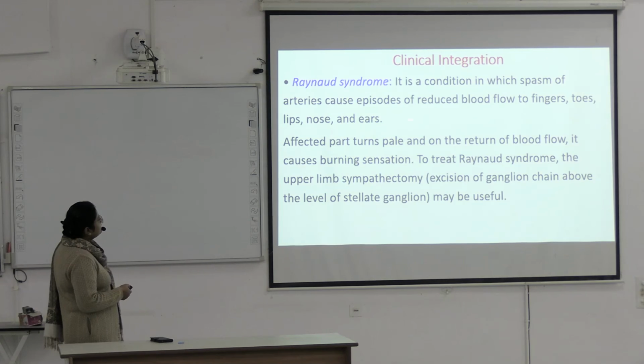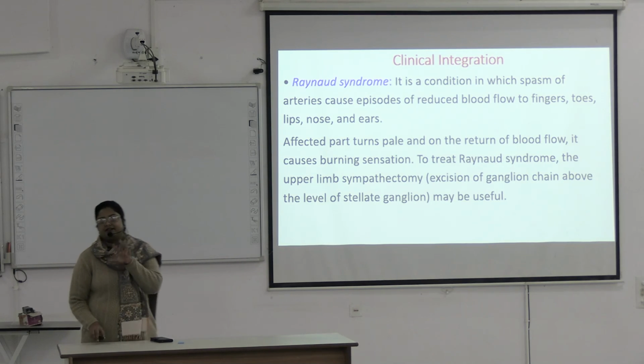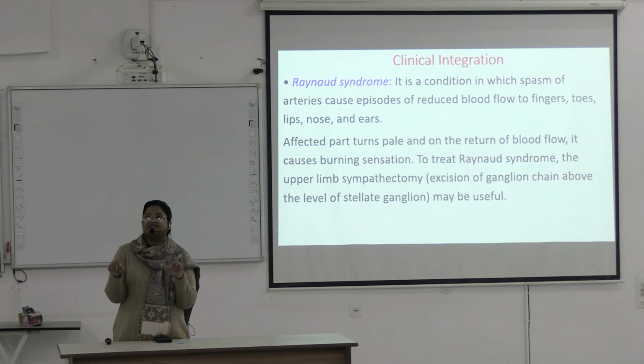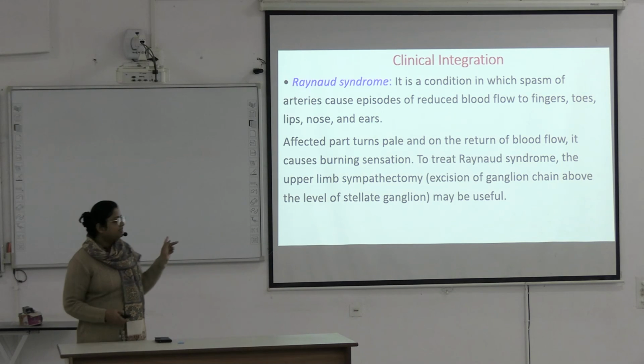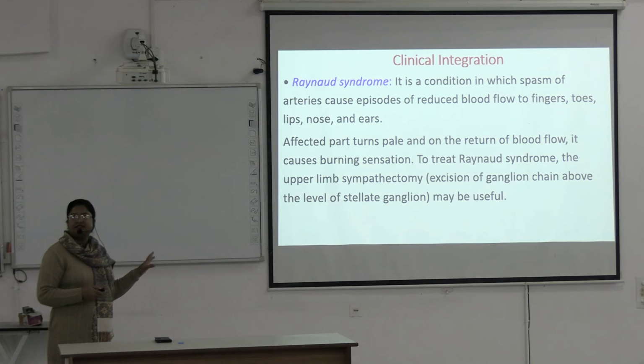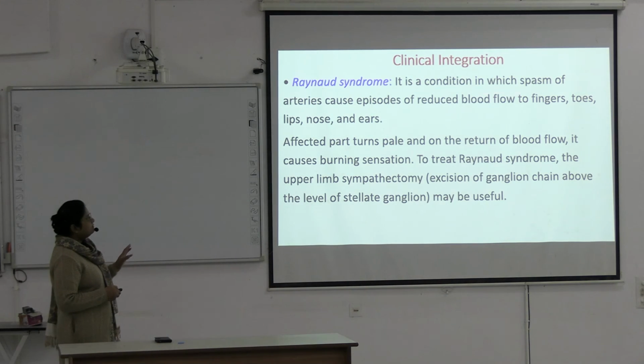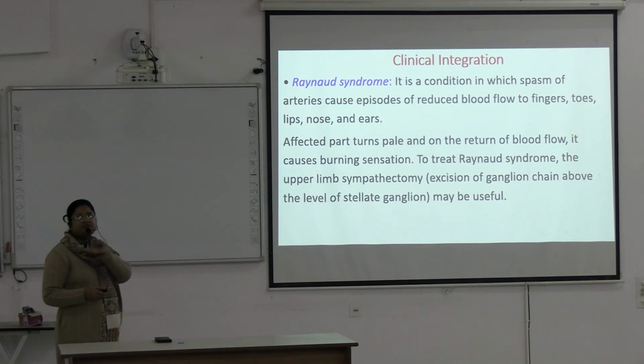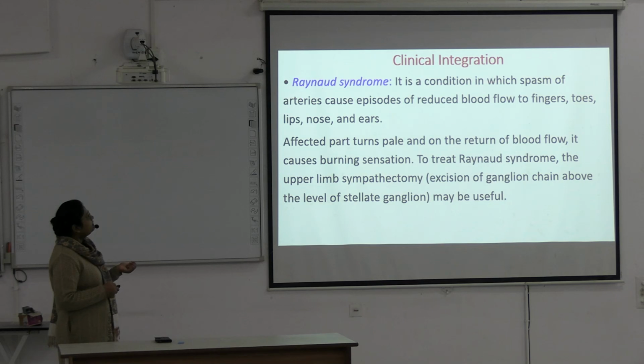Raynaud's syndrome: sympathetic nerves supply the muscles in the wall of the blood vessels. Muscles are mainly more prominent in arteries. So if there is abnormal supply from this sympathetic chain, there will be spasm of the arteries. Spasm means constriction, at different levels. So Raynaud's syndrome is a condition in which spasm of the arteries causes episodes of reduced blood flow to the fingers, toes, lips, nose and ears. Generally these areas are involved.